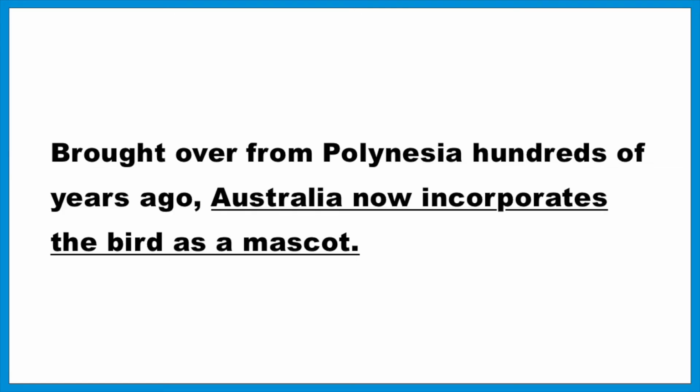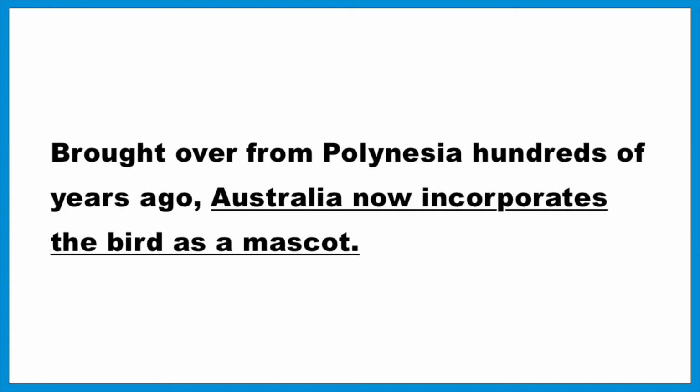This upcoming sentence has a mistake. Think about why the underlined portion is wrong. Brought over from Polynesia hundreds of years ago, Australia now incorporates the bird as a mascot. Why is that bad? Well, let's look at that intro again. Brought over from Polynesia hundreds of years ago. What word in this sentence was brought over from Polynesia hundreds of years ago?